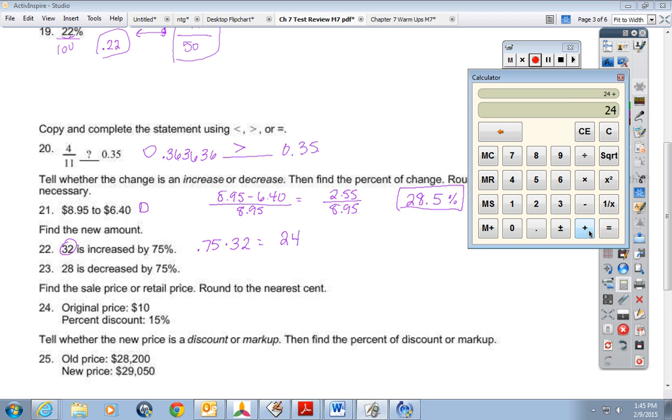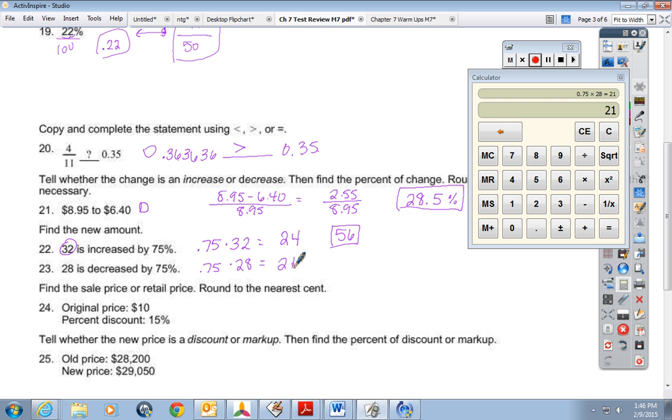Is that a percent or a number? It's a number. Yep. I'm going to do the same thing with number 23 at first. I'm going to make the percent a decimal, which 75% as a decimal is 0.75. I'm going to multiply by 28. When I do that, I get 21. Is 21 my answer? No, I have to decrease the original amount by 21.